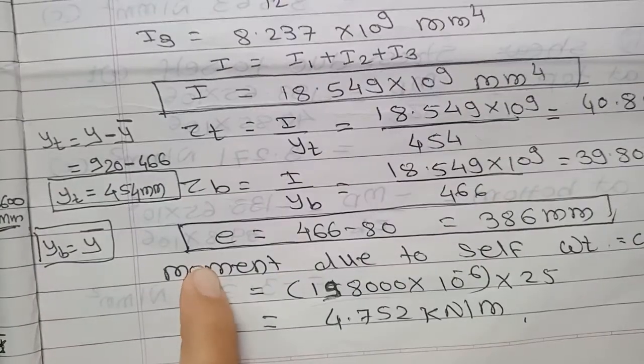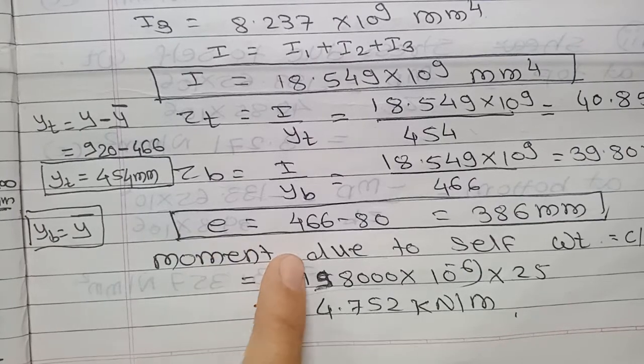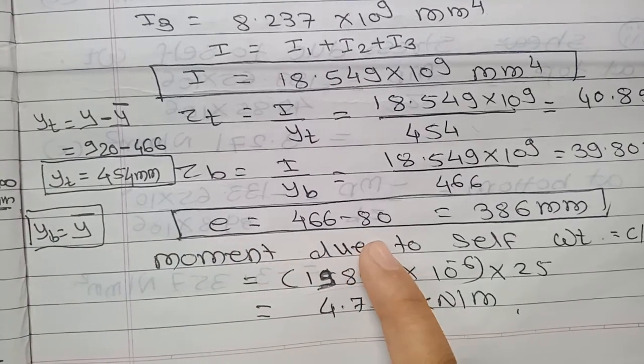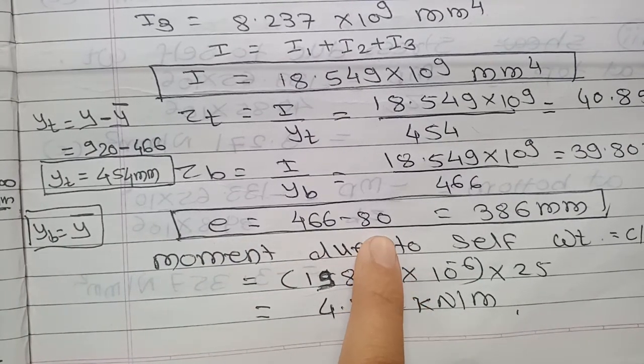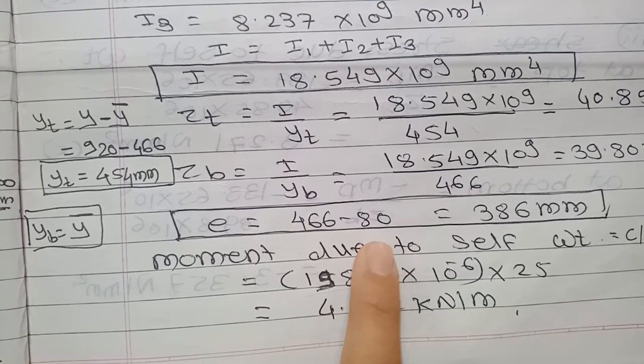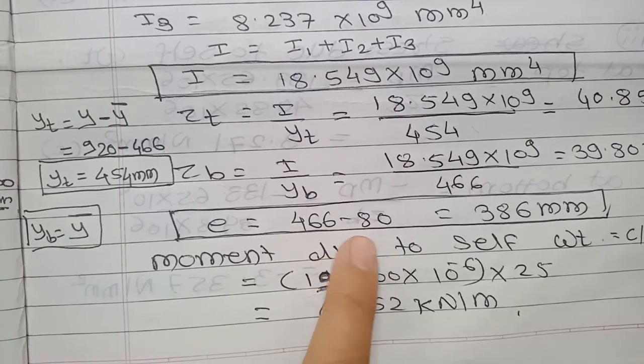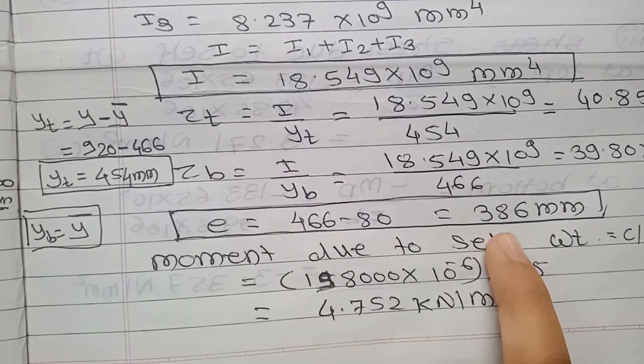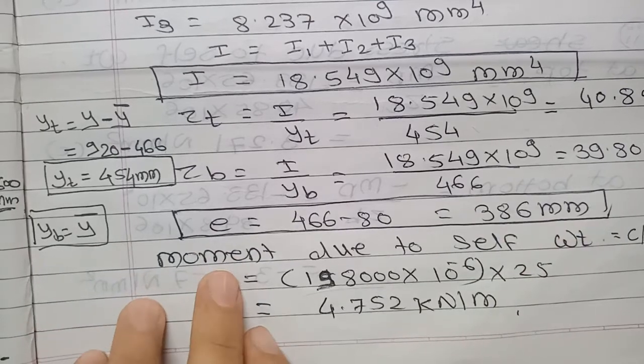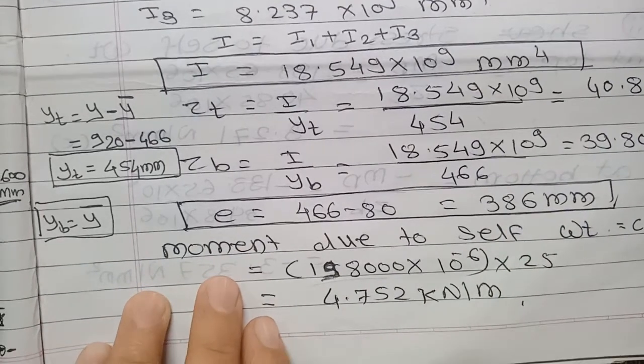Now eccentricity is Y bar minus the distance of the cables, which are passing 80 mm above the soffit, as given in the problem. That's why Y bar minus that distance, that is 80, is equals to 386 mm. We got the eccentricity from this.